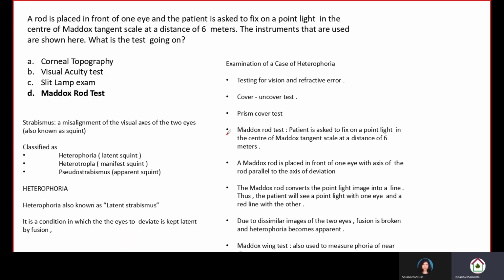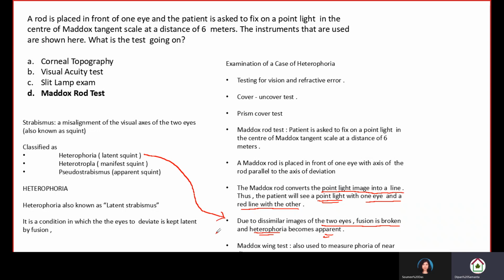So in the Maddox rod test, what happens? The rod is placed in front of the eye. The patient is asked to fix on a point light. Then the Maddox rod converts the point light image into a line. Thus the patient will see a point light with one eye and a red line with the other eye. Due to the dissimilar images of the two eyes, fusion is broken and heterophoria becomes apparent. Heterophoria means latent squint.